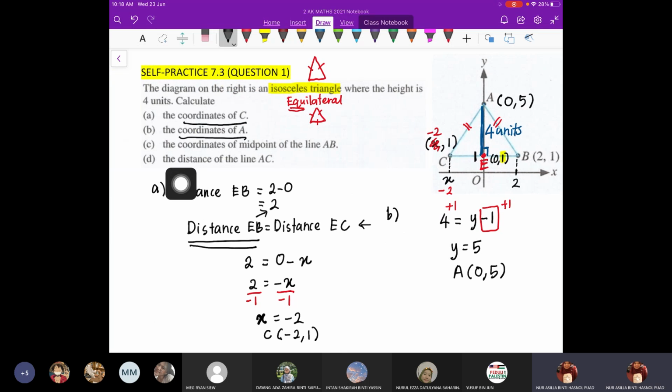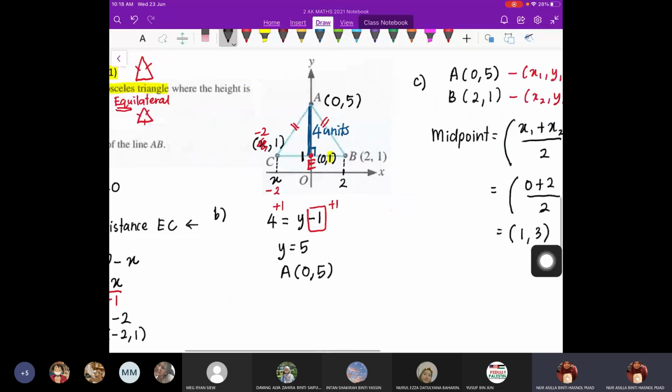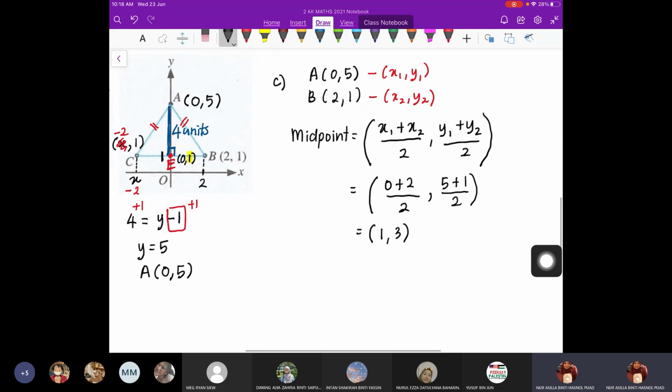Okay, last D. Kita nak cari the distance of the line AC. AC. Sekarang. Tapi dia minta distance. Okay. So buatlah D.